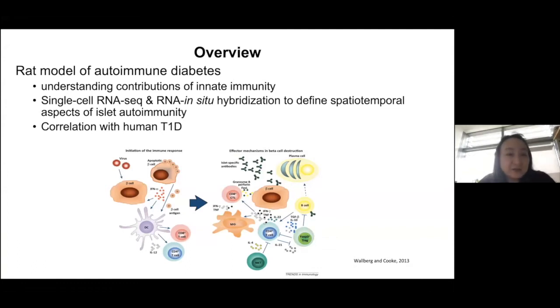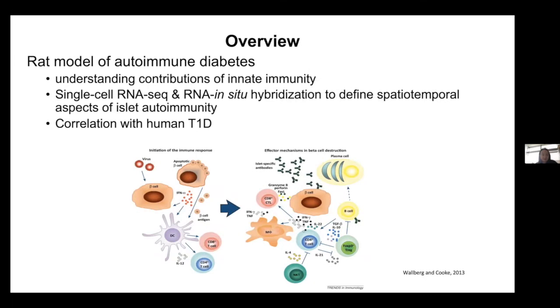So the approach that we use in our models is this combination of RNA in situ hybridization and single cell RNA-seq. And the fundamental questions revolve around what are the innate immune signals in the early phases of diabetes, type 1 diabetes, that lead to recruitment of the adaptive side and the onset of disease. And I'll describe the model. And again, the importance is how well this may correlate with human type 1 diabetes.